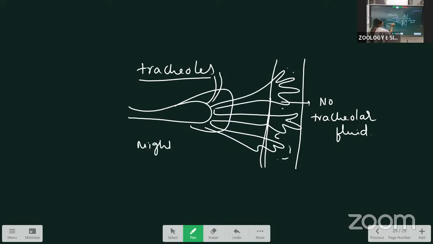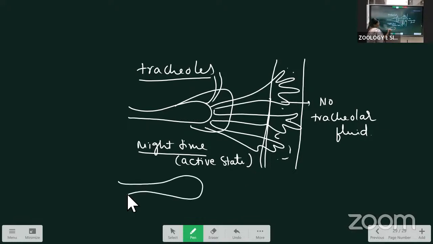For a nocturnal animal, at night the metabolic activities are more. That's why the night time is also called the active stage, active state. The tracheolar fluid is absent inside the endings of the tracheoles. Next, what about the rest time? Next, I am drawing the diagram. Next, the rest time, like this, the tracheole.